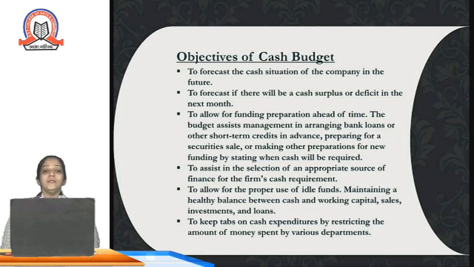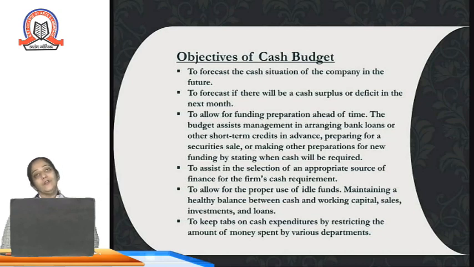To assist in selection of an appropriate source of finance. If we make the estimation prior, then we will be in a position to identify how much amount we are supposed to raise, and also which source of finance will be helpful for us. This kind of planning we can do well before the requirement. To allow the proper use of the idle funds.